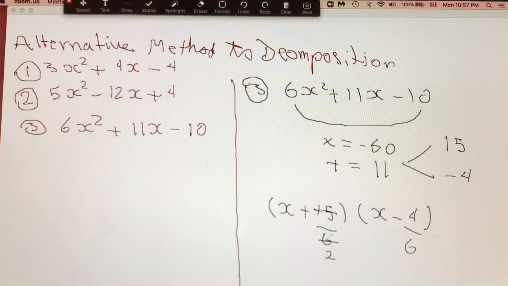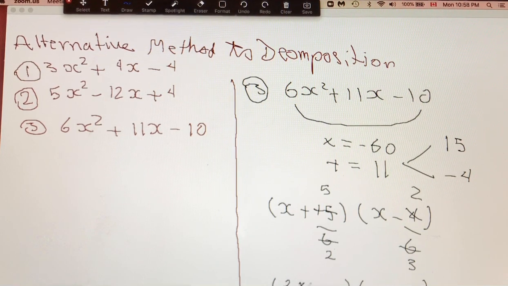So 3 again goes into 6 twice and goes into 15 5 times. And here, if you look at these two numbers, they reduce by 2. 2 goes into 4 twice, goes into 6 3 times. So our final answer will be: this 2 on the bottom we stick right in front of the x, so 2x plus, and the 5 on top stays there, and then this 3 we stick in front of the x, so it becomes 3x minus 2. So this is your final answer.